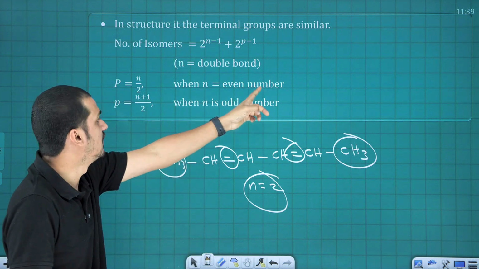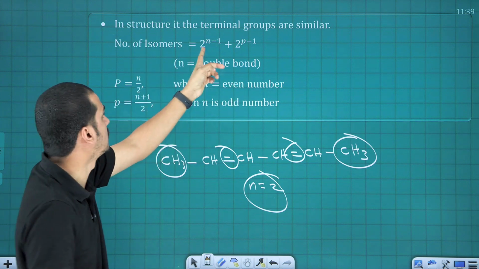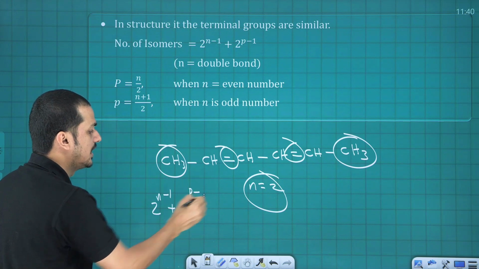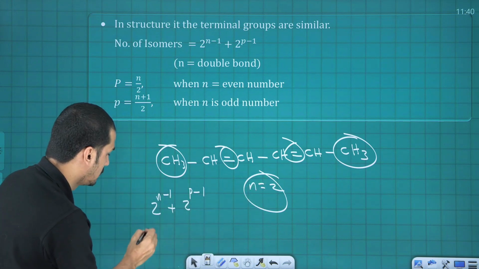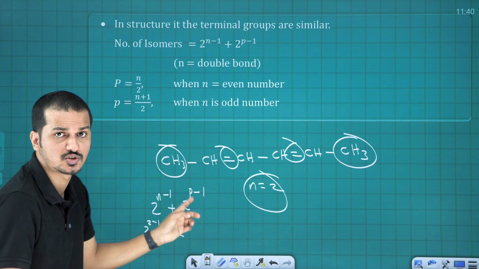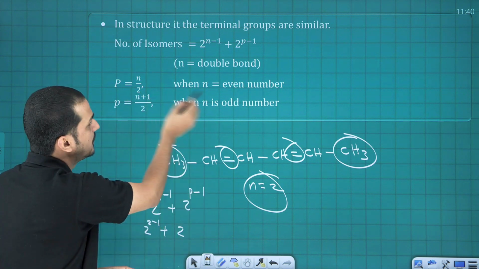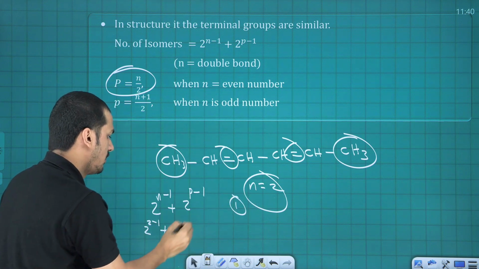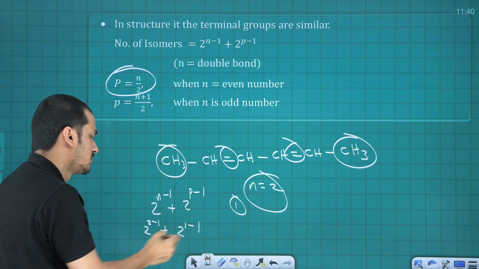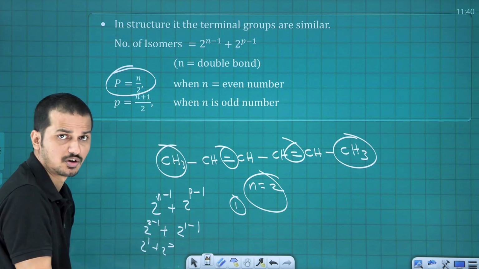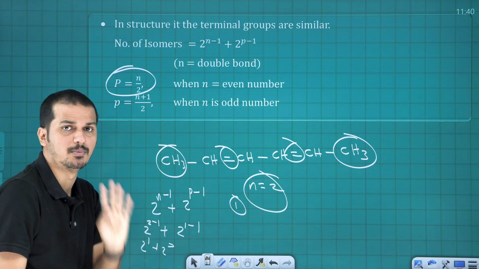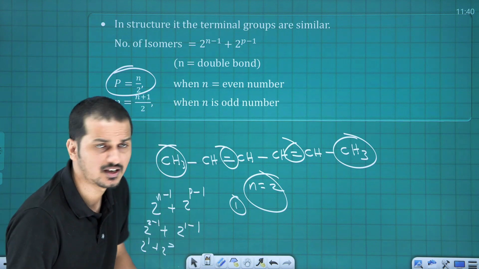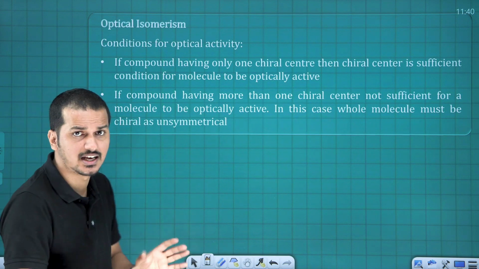That is an even number. If it is an even number, the number of isomers is given by the formula 2 raised to n minus 1, plus 2 raised to p minus 1. Here n is the number of double bonds. So 2 raised to 2 minus 1, plus 2 raised to p minus 1. P equals n by 2 when n is even, so n by 2 is 1. So 1 minus 1 gives 2 raised to 0. So 2 raised to 1 plus 2 raised to 0, that means 2 plus 1, so 3 will be the answer. If it is an odd number, then we have to take p as n plus 1 by 2. Idea okay? We can go to the next idea.